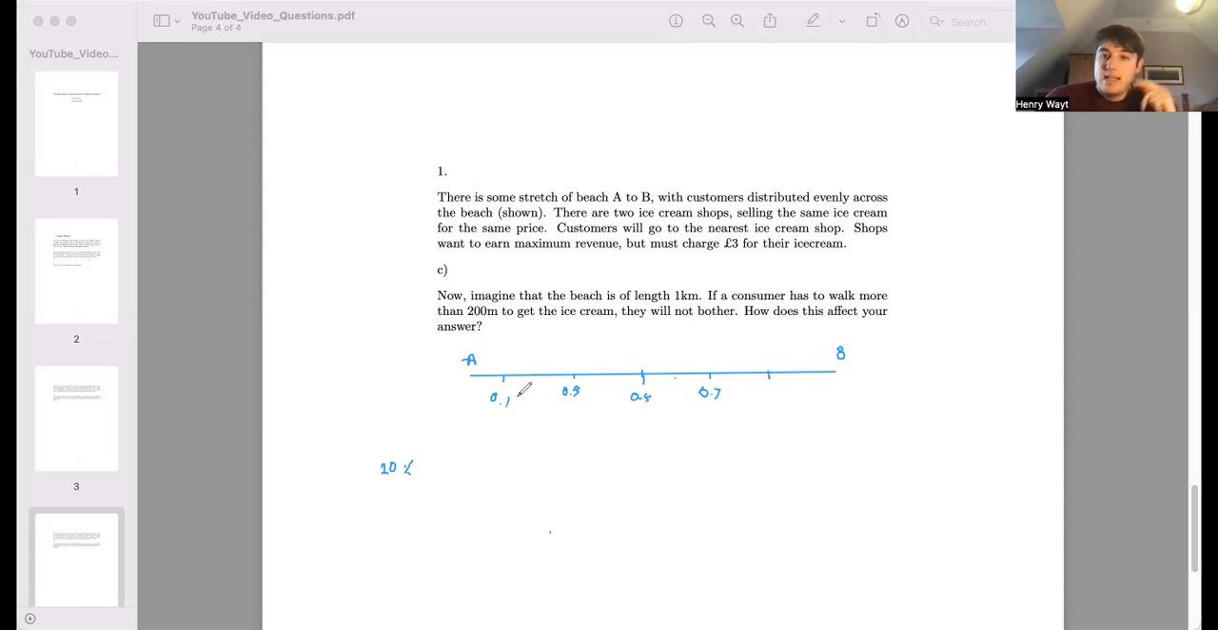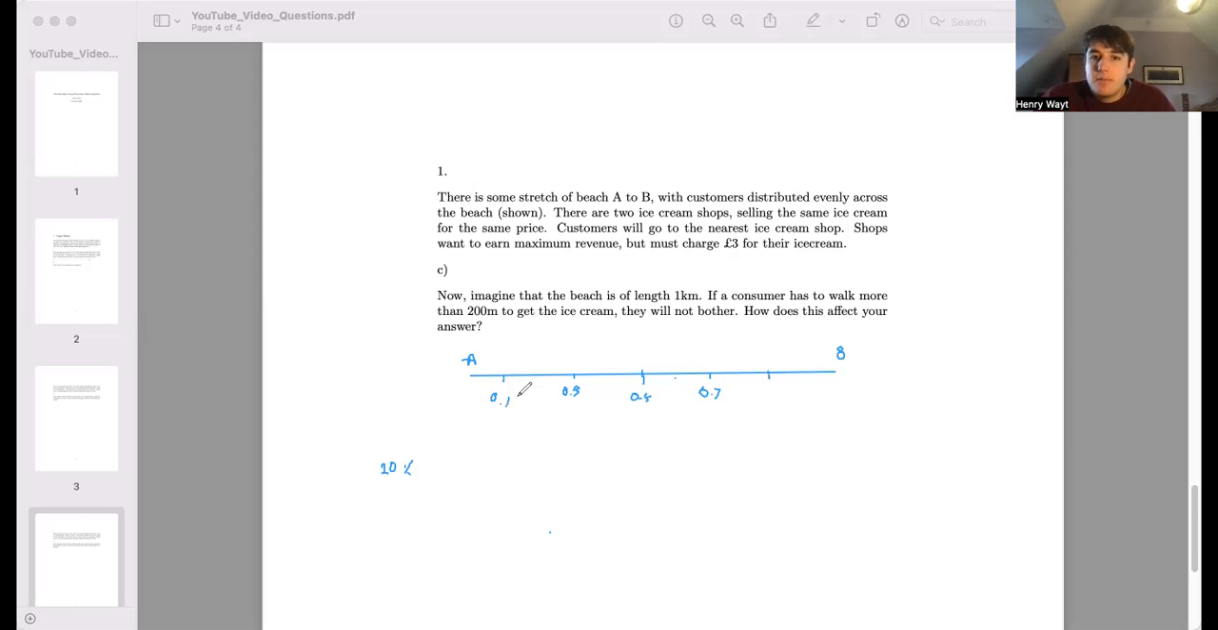Now, is there any incentive for anyone to move? Well, no, they're now each getting 40% of the market, which is the maximum possible share of the market that they can possibly get because their range either side is only 200 meters. So there's no strong incentive for anyone to move.